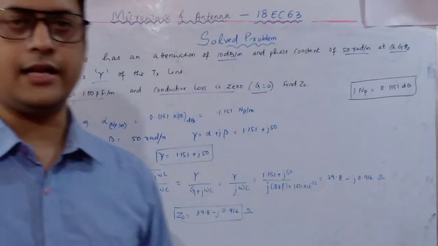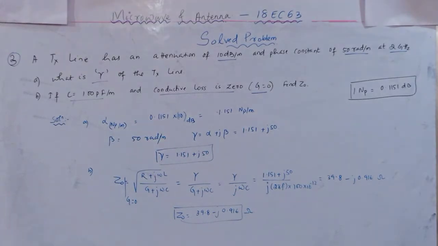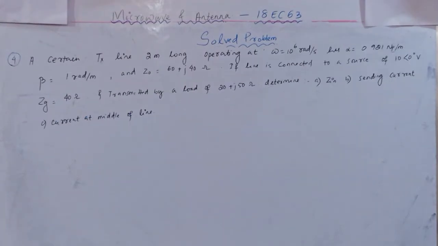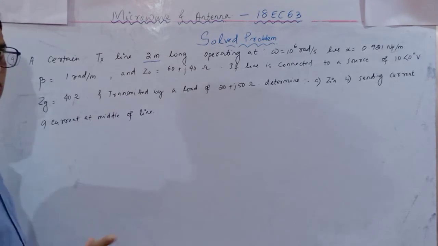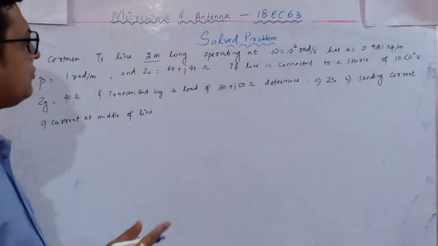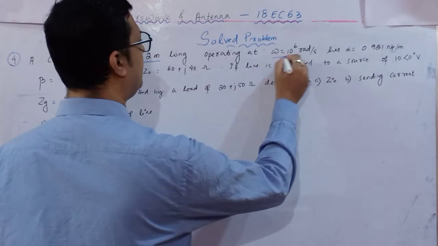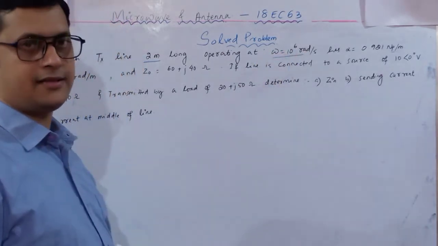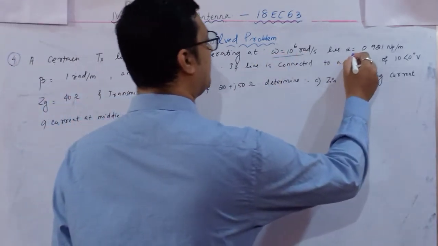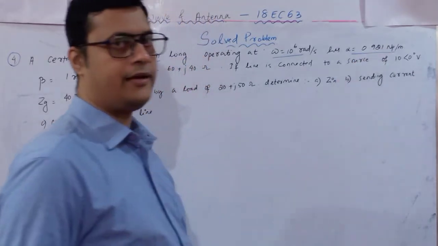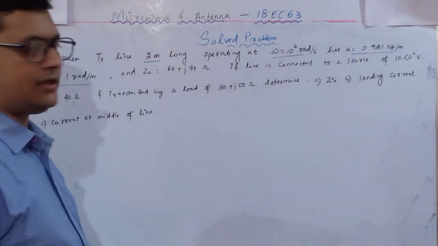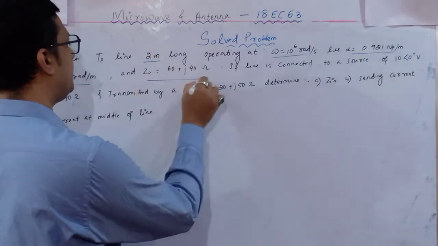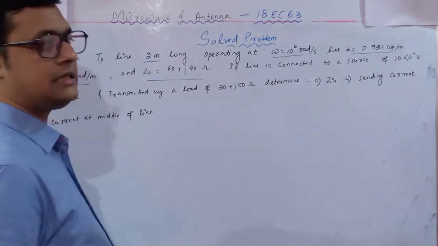One more example we will take. Okay, so this is one more question. Here I have written a certain transmission line of 2 meter, meaning the length of the line is 2 meter, operating at a frequency of 10 to the power 6 radian per second, with attenuation constant 0.921 Nepper per meter, and beta value is 1 rad per meter. Okay, and characteristic impedance is 60 plus j40 is given.